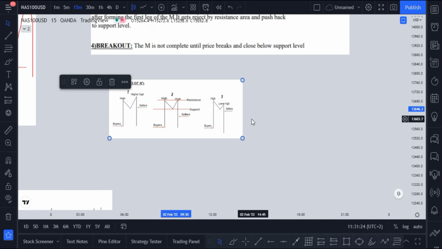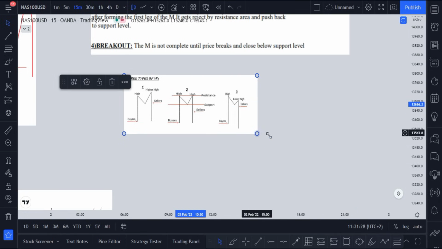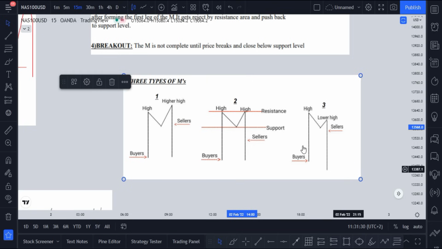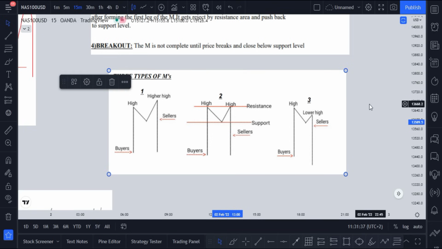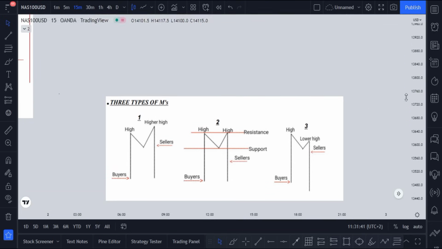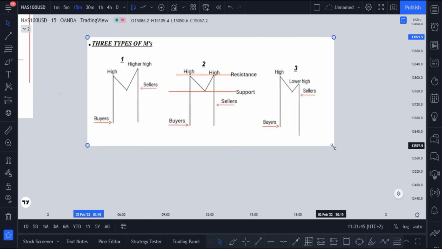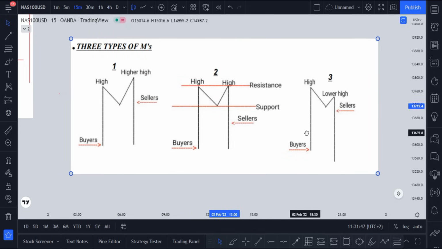Now moving on, you need to understand that there are three types of M formations that you need to be looking for in the market when it comes to trading the M formation, right? We just told you about the phases that you need to look at when trading this pattern, and now we're going to explain the three different types of M's that you can anticipate or look for on the market when you're trading this pattern.